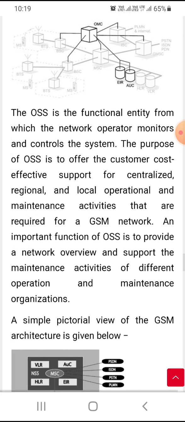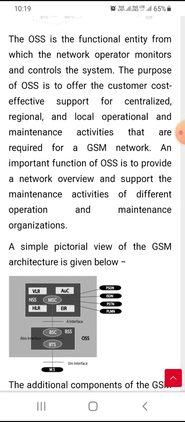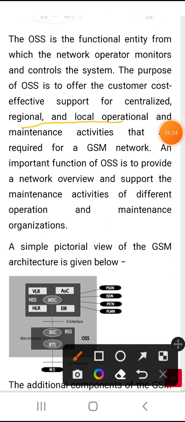The purpose of the OSS is to offer the customer cost-effective support for the centralized, regional, and local operational and maintenance activities that are required for a GSM network. An important function of the OSS is to provide a network overview and support to the maintenance activities of the different operation and maintenance organizations.